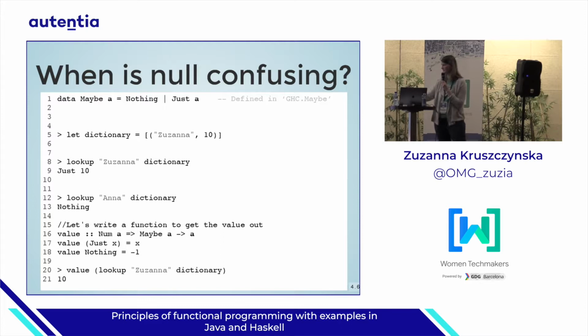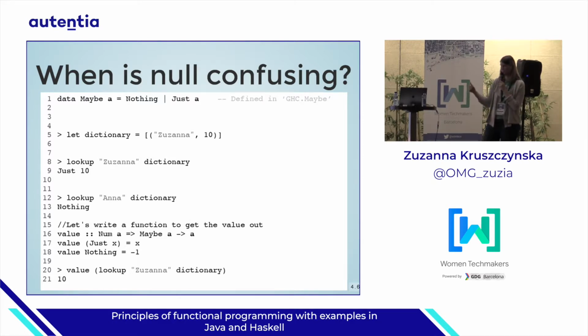Let me see. There was one more slide here, that sometimes people are interested, what can you do with just Maybe? How can you actually get the value out? And there are some functions that you can write that are quite easy to write in Haskell, that you can write a function that takes the type Maybe A and extract the A from it.